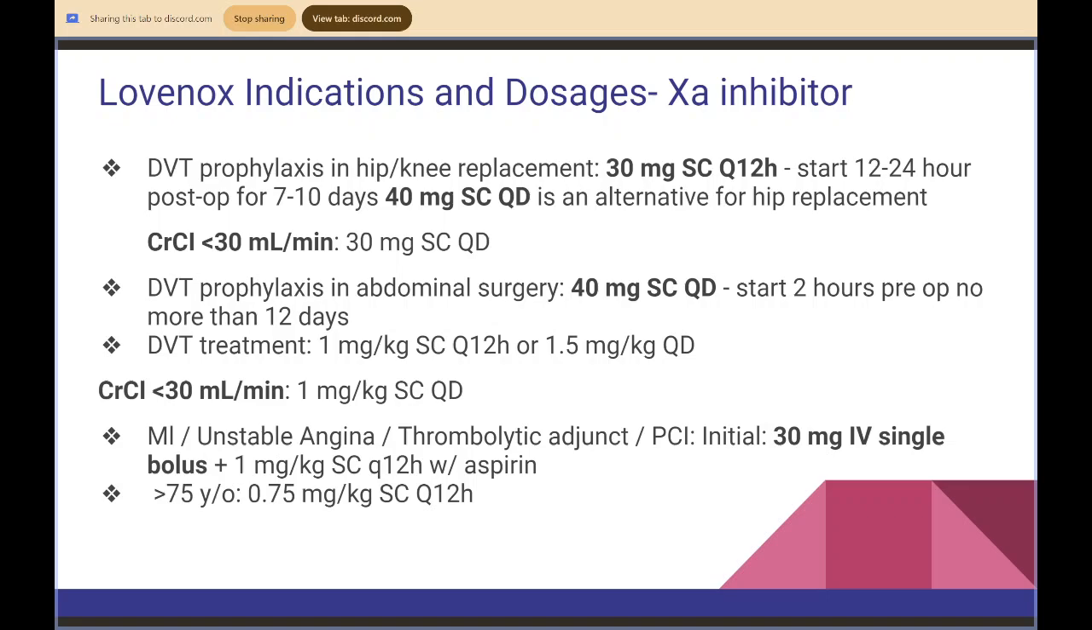So we're going to start with Lovenox. Can anyone tell me the generic for Lovenox? Put it into the chat. Once again, the generic for Lovenox. So it is a 10A inhibitor, and we use it for DVT prophylaxis and hip knee replacement. The dosages are in bold. And if the creatinine clearance is below 30 ml per minute, we have a renally adjusted dose. For those of you that answered enoxaparin, that is correct. Great job.